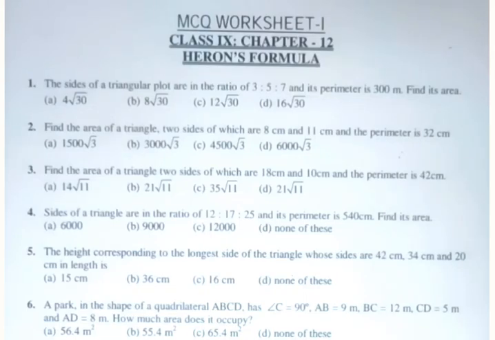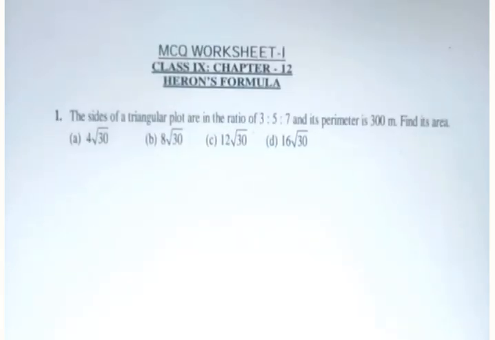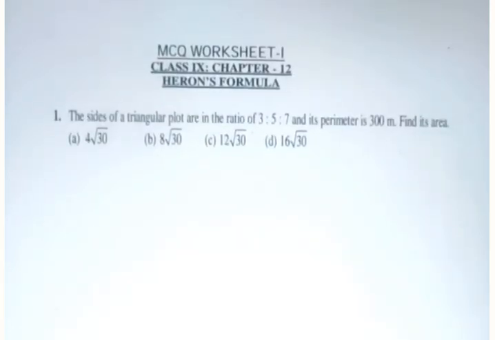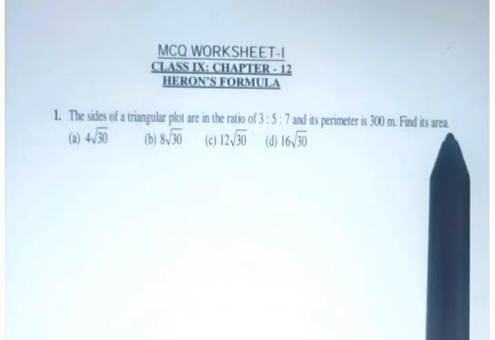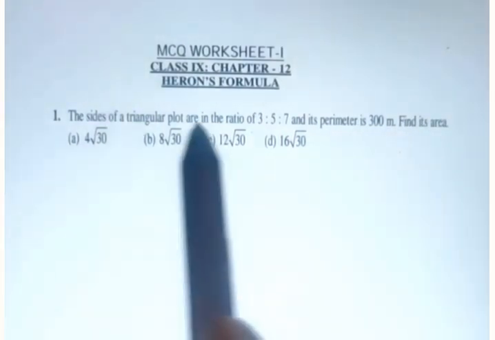Today we are going to discuss the MCQ Worksheet 1 of Class 9 Chapter 12 Heron's Formula, which is prepared by MS Kumar. So let's solve the question number 1. The question number 1 says the sides of a triangular plot are in the ratio 3:5:7 and its perimeter is 300 meter. Find its area.